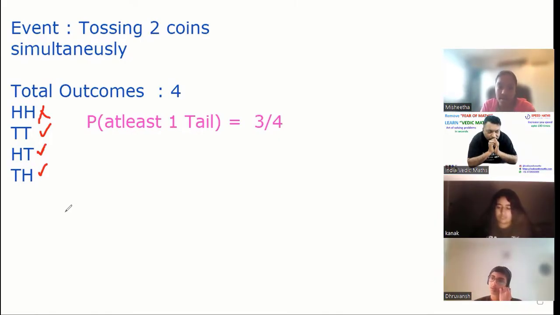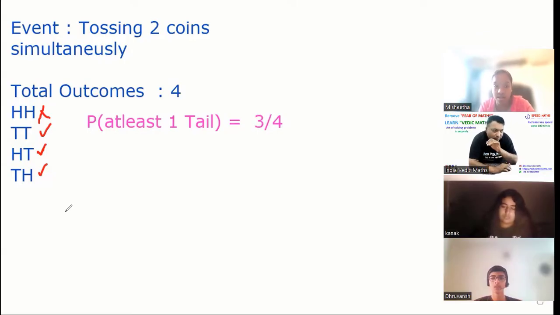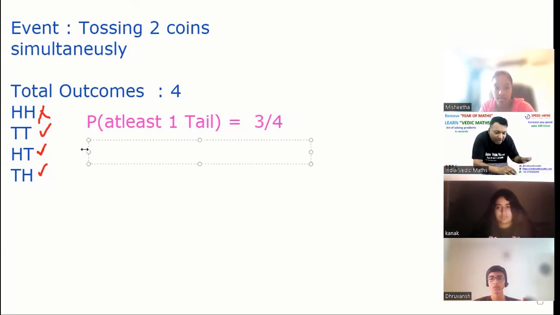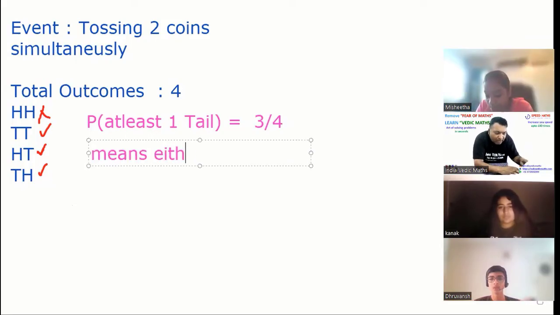You need to find at least 1 tail, so you need to look for tails in all of them. HH doesn't have any tails. TT has 2 tails. HT has at least 1 tail, and TH has at least 1 tail. Correct. So at least 1 tail means what? Either 1 tail or 2 tails, right? At least means that, right, Kanak?